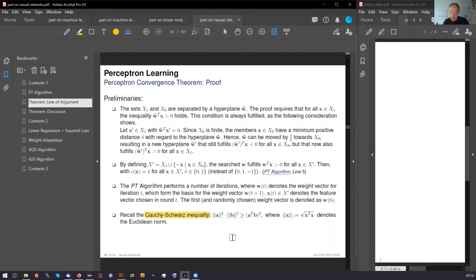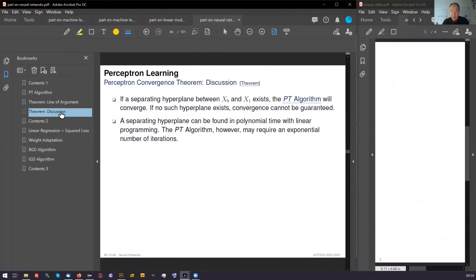This inequality relates the norm of, in this case, the W vector, the weight vector, and some x, and the scalar product. And with these two things, it's not witchcraft to prove that this convergence can happen. However, only if these two sets are linearly separable. I skipped the proof. If you are interested in that, please read this. And if you have questions with regard to the proof, we are open to help you.